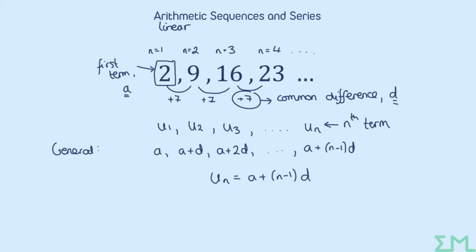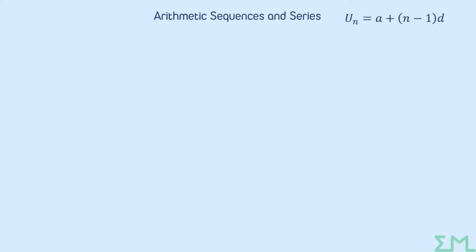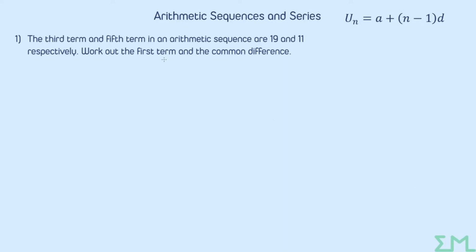Okay, so we should pop that up in the corner so we can use that throughout the rest of the video. This is our nth term formula that we have to know and use for arithmetic sequences. Now that we know that formula, let's have a go at doing a couple of questions before we move on to the sum.